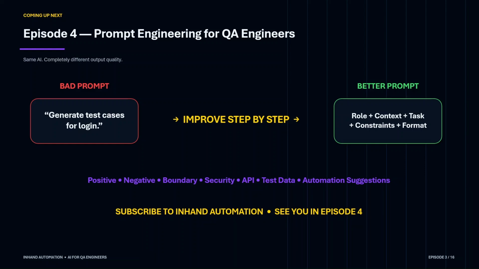In episode 4, we will learn prompt engineering for QA engineers. But we are not going to learn it only through definitions. Rahul will take one real testing requirement. We will start with a very bad prompt and then improve it step by step, and you will see how the quality of AI output changes at every step.